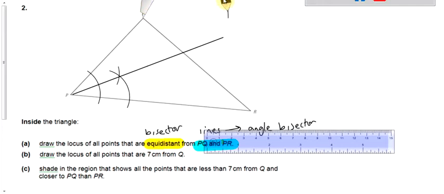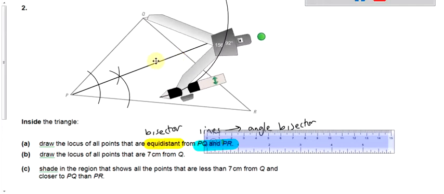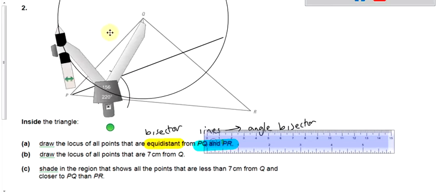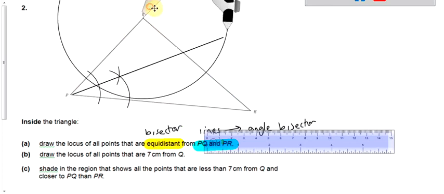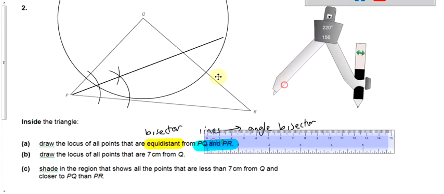And we draw our circle. Now, those are exactly 7 centimeters from Q. Wherever you go on that circle, it's 7 centimeters from Q. How do I know that? Well, Q is the center of the circle, because that's where I put the point.